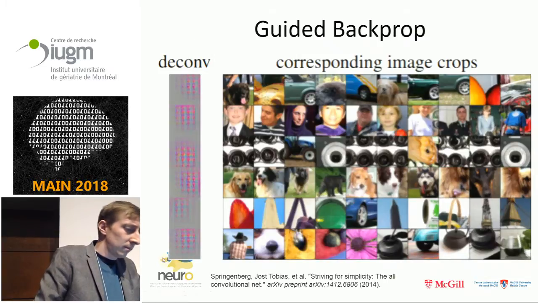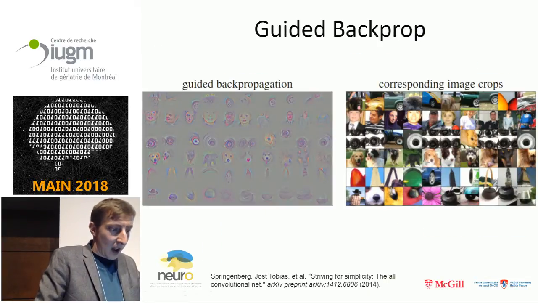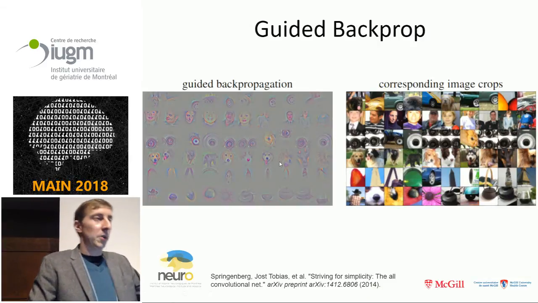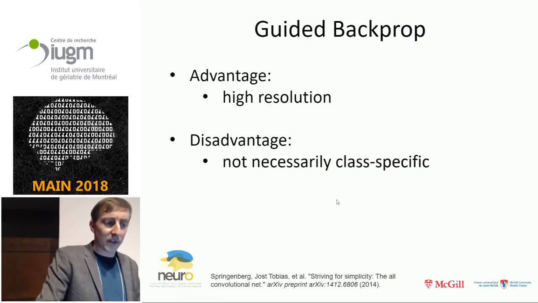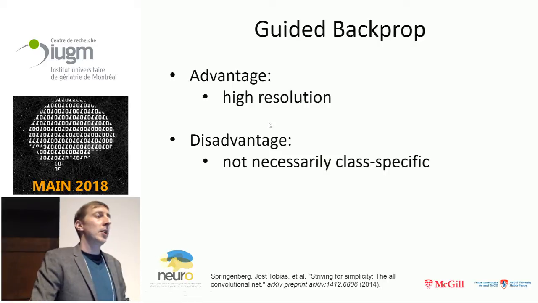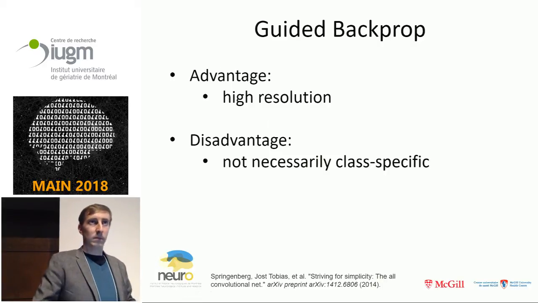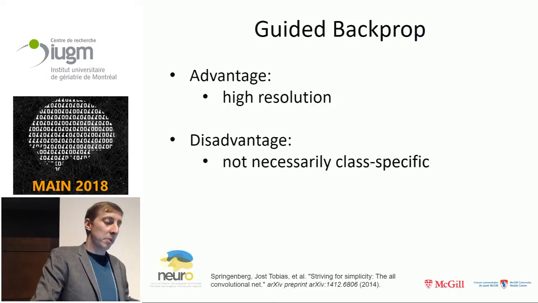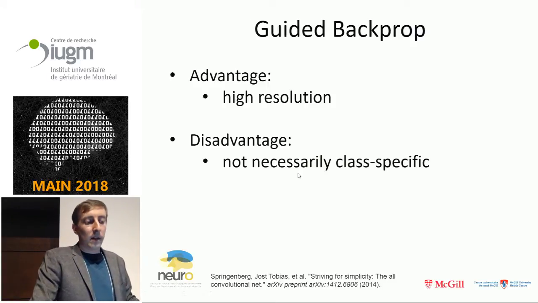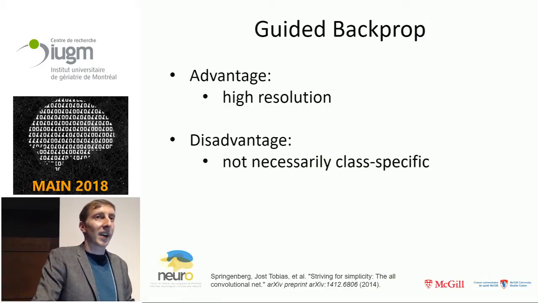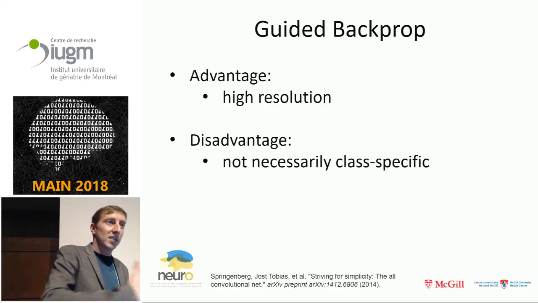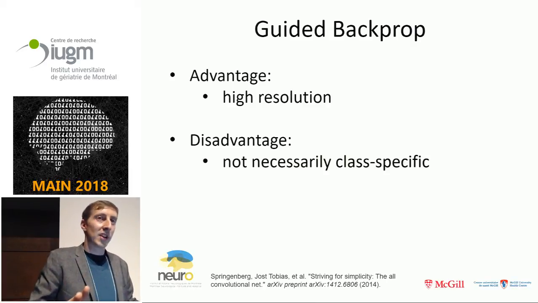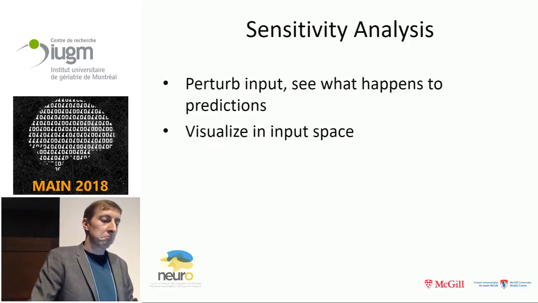And here's another example. Deconvolution fails, guided backprop wins. When you're writing a paper, you show that your method works. The advantage of guided backprop is that it's very high resolution. You can project very pixel-dense representations back into the input space. A disadvantage is it's not necessarily class specific. If you do this for the highest cat activation, it produces the same visualization as the highest dog activation, maybe. It's not 100% clear.